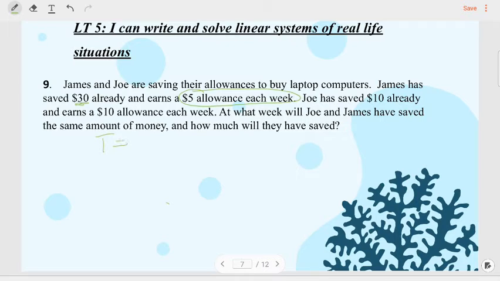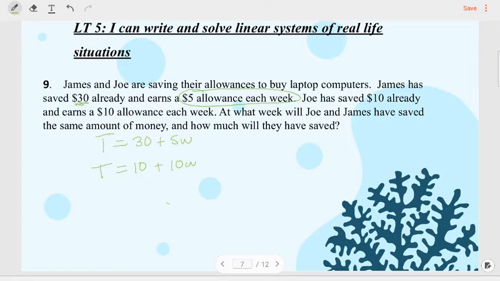So I'm going to put T equals what I start with plus what I'm adding to my account. Now I add it more than once, so 5 per week. My second equation is going to be T for total. I don't know what Joe's total is, but I do know it starts with 10 and he adds 10 per week. How do I solve this?